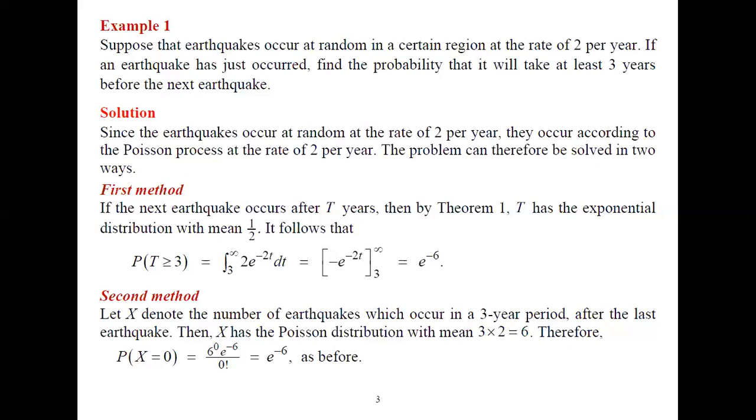Your lambda is always the rate per unit time. Here the time is in years, so the unit time will be 1 year. So how many earthquakes do you expect to occur within a year?